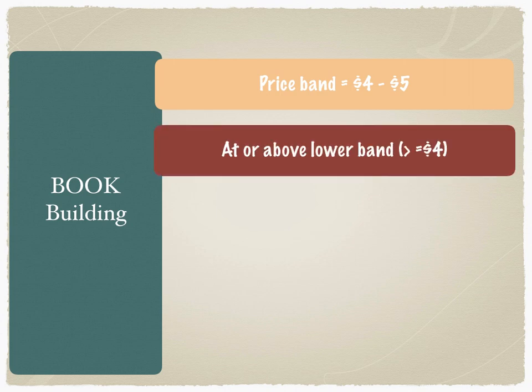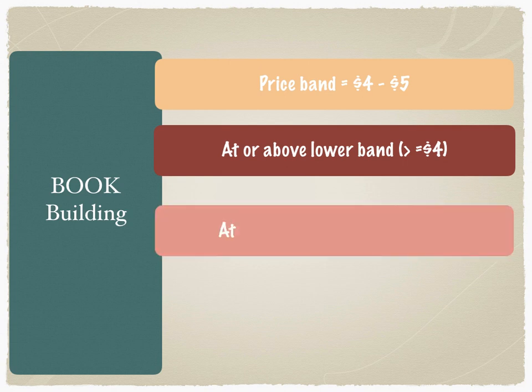The investors can apply for the shares at or above the lower band. That means they should be at $4 or more than $4. All right. It can be at or below $5. Yeah, I'm very bullish on the stock. Okay, let me apply at $5.25. Not possible. That's not even a valid price because it doesn't fall within the band.